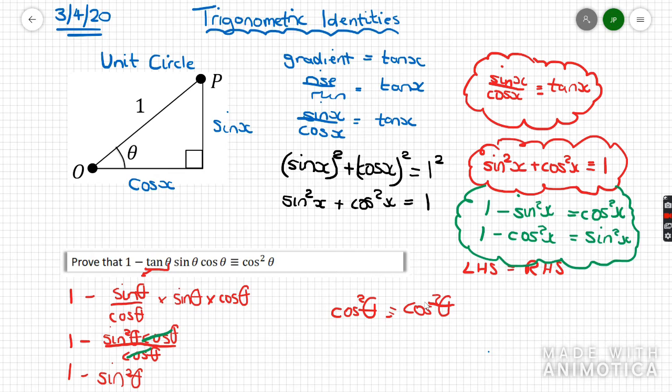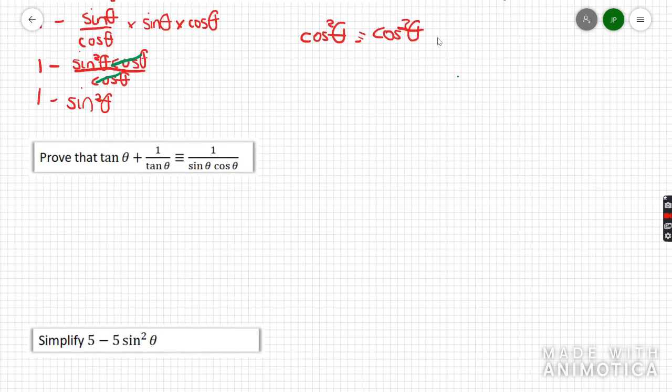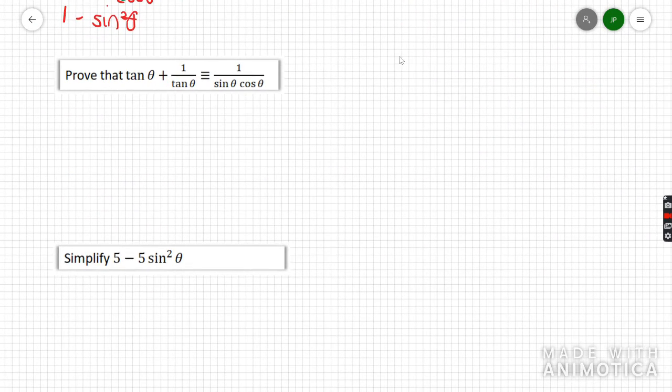Okay, so this is all about algebraic manipulation. It's all about using your identities, switching things around, subbing them in, and a bit of manipulation to make sure the left-hand side will always equal the right-hand side. Okay, right, let's have a look at another one and see where we can get to.